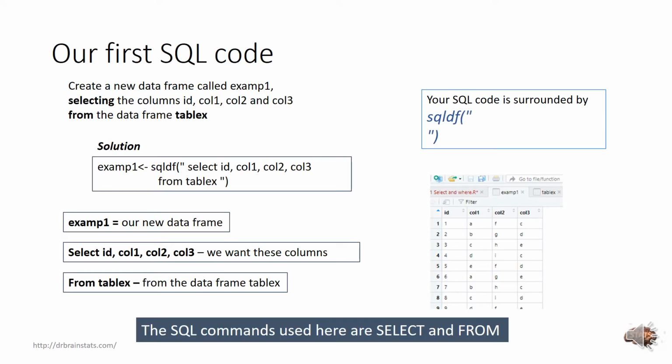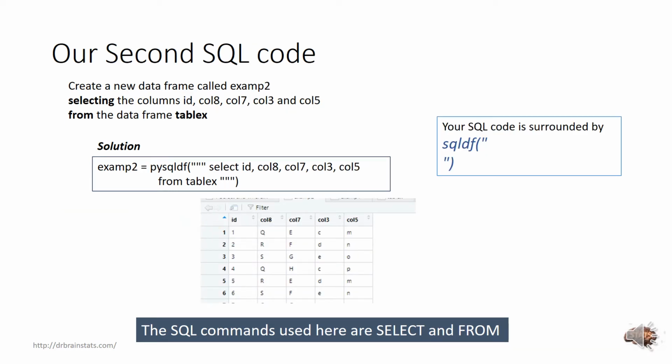And so we start our first SQL code. We're going to create a new data frame called example 1. We're going to select the columns ID, col 1, col 2 and col 3 from the data frame tablex. And this is our solution. Example 1, that's our new data frame. sqldf, open bracket, double inverted commas. That's our command where we must write our SQL code within it. And we can see we've written select ID, col 1, col 2, col 3, because these are the columns we want. And we want these from the data frame tablex, as shown in the code.